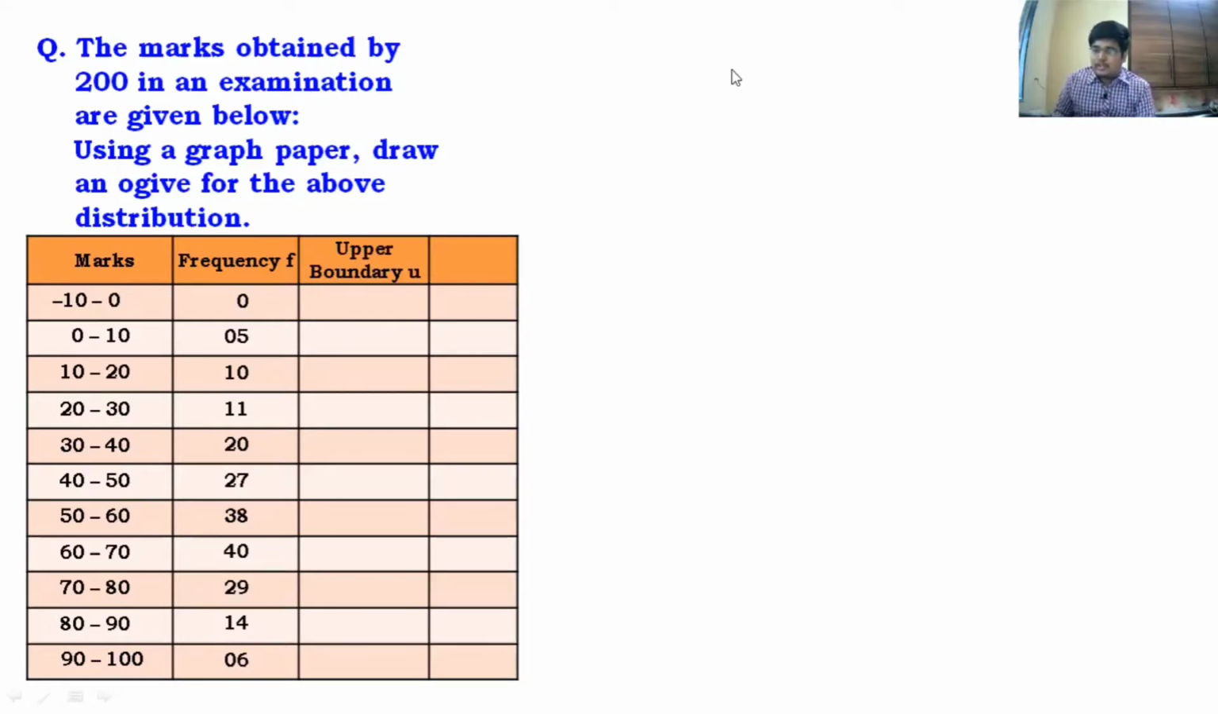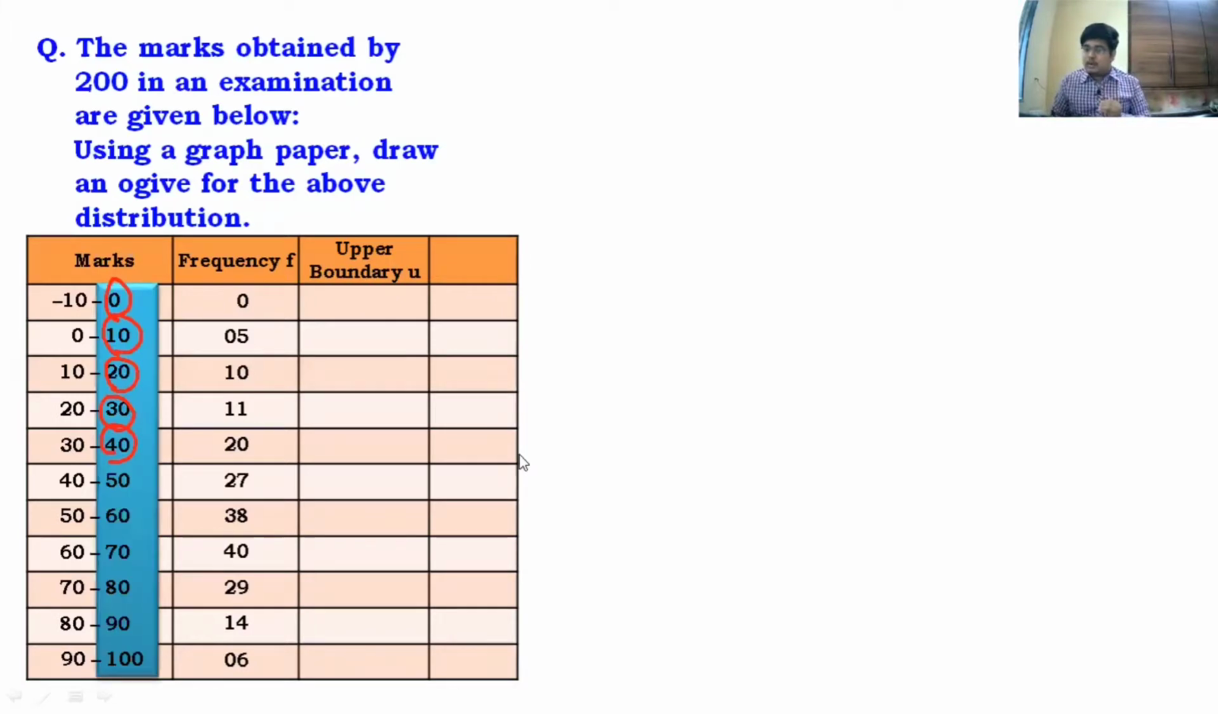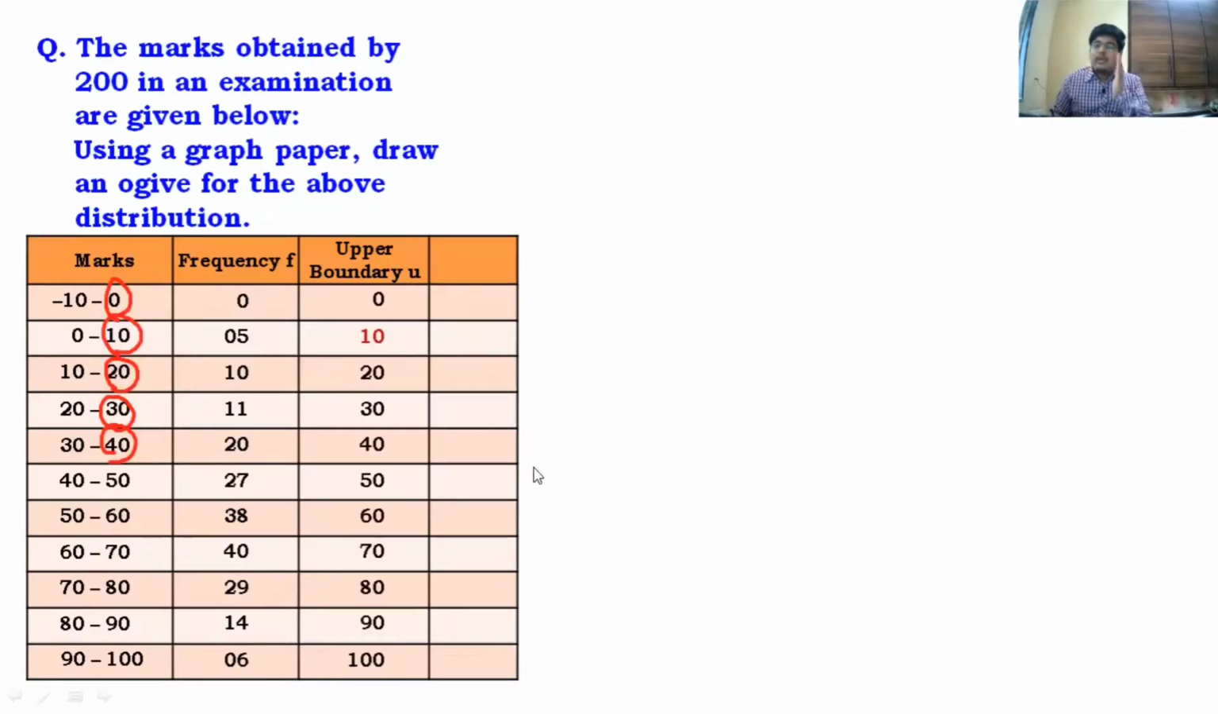The next is we will be finding the upper boundaries of all the class intervals. So here the first class interval is minus 10 to 0, so upper boundary is 0. Second upper boundary is 10. Then we have 20, 30. I'm just going to list these upper boundaries simply because these are the values which we are going to plot on the x-axis. So remember, for an ogive on the x-axis, we will always have the upper boundaries. Next, the last and the most important column is cumulative frequency, CF.